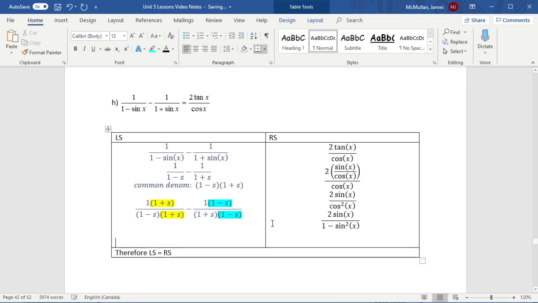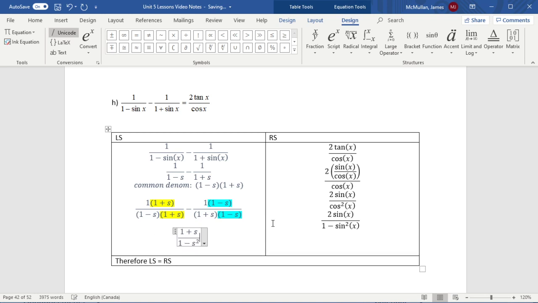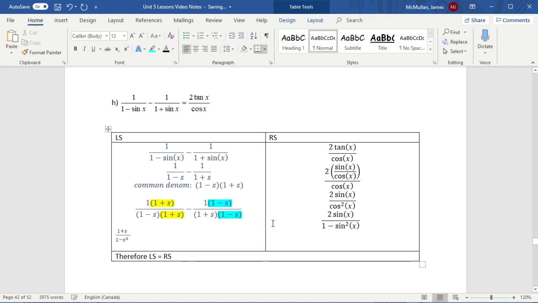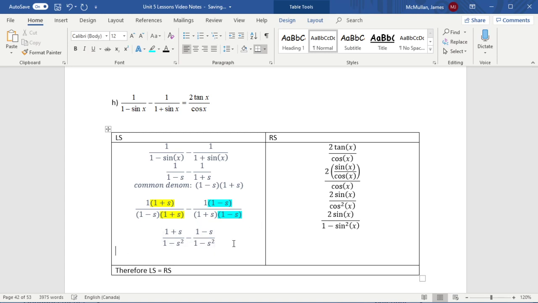Now, let's simplify this. On the top, we have 1 plus s divided by 1 minus s squared, if you FOIL the bottom, right? So 1 plus s over 1 minus s squared. Subtract, and then we're taking all of this and we're subtracting 1 minus s over 1 minus s squared. So we have that. Now, they have a common denominator, so I can subtract.